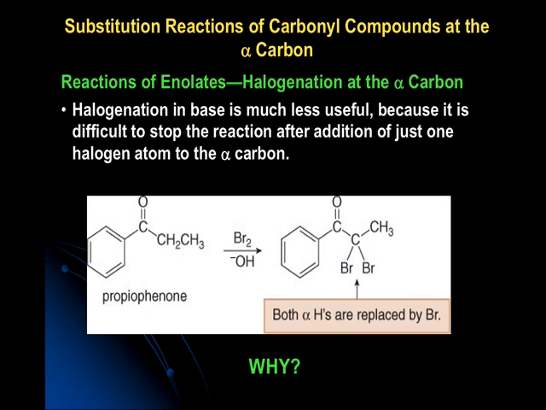So the product that we just generated is actually more acidic than the starting material. So what's it going to do? It's going to react with the base and generate another enolate that will react with the halogen. And so you will replace all of the hydrogens on an alpha carbon with a halogen under basic conditions. Okay? And it turns out that this is a very useful reaction to look at.